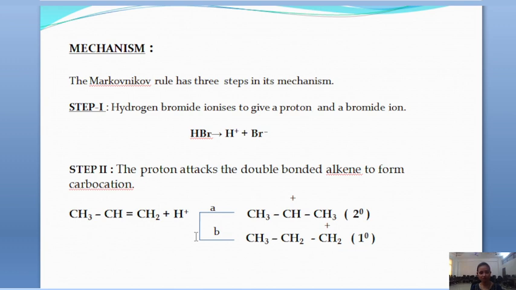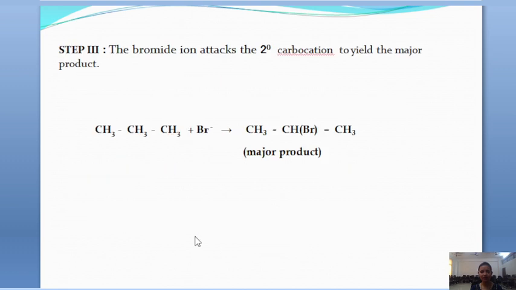For the first possibility, we got the secondary carbocation. So from that, we choose the secondary carbocation. Why? Because in the secondary carbocation only, the positive part of the reagent attacks the double bonded carbon which has the highest number of hydrogen, and that is why in the last step we choose the secondary carbocation to yield our major product. So this is very simple, Markovnikov's rule.